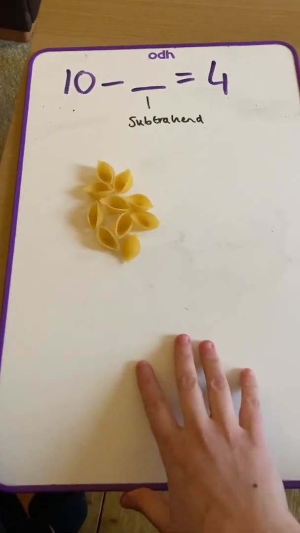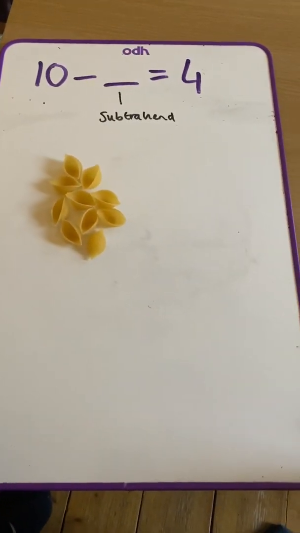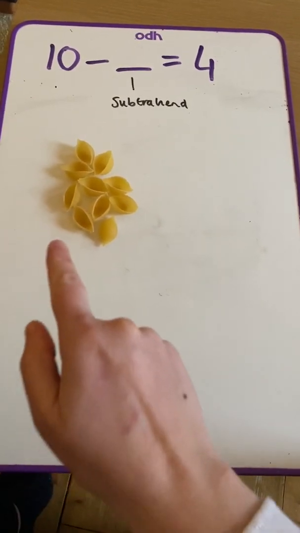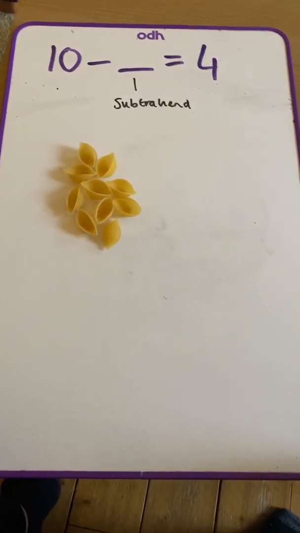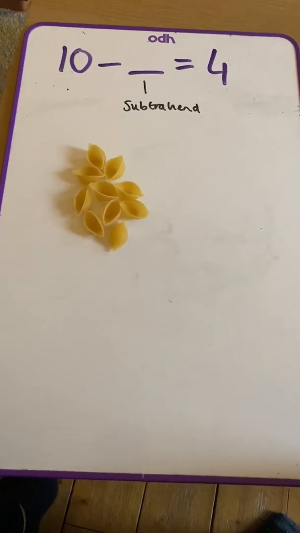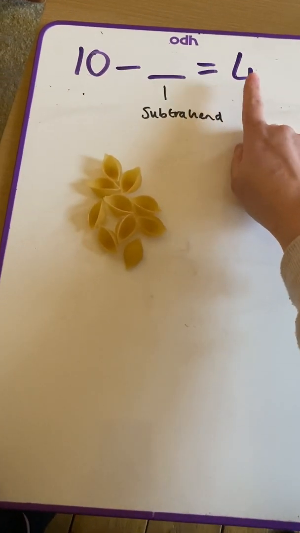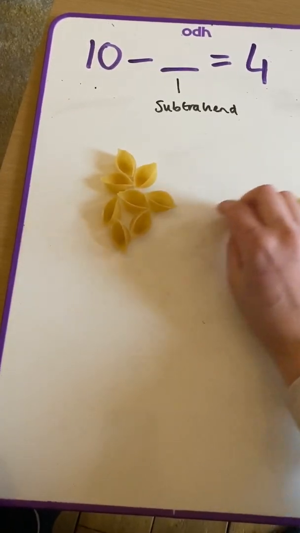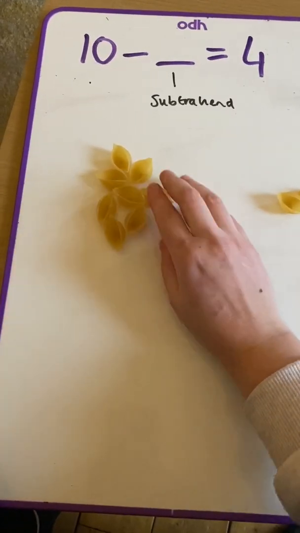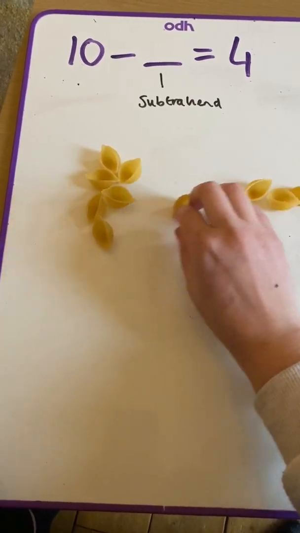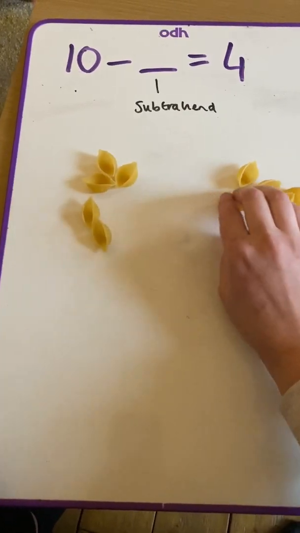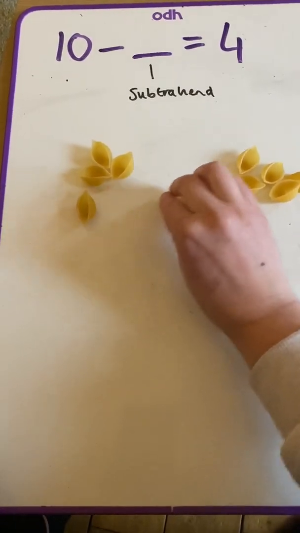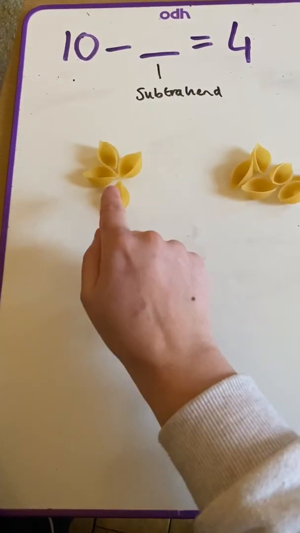Now there's a few different ways we can work out the answer to this subtrahend question, but I'm going to start off with using my 10 counters, and I'm going to see how many I take away before I am left with 4. So I'm going to start taking some away. Do I have 4 left? Nope, I've still got too many, so I'm going to keep going. Do I have 4 left? 1, 2, 3, 4, 5. Nope, I've got 5 left. I need to take away another one. There we go. So I have 4 left.